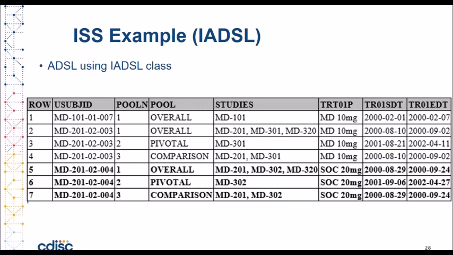Question? So for row 4, the subject has 2 studies. What do you use for the first dose date when the subject has 2 studies, like on row 4? Your statistician would have to tell you what to use. I'm not going to tell you.